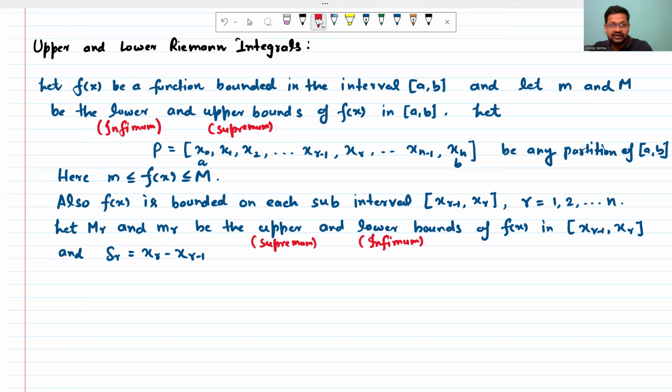Okay, the sub interval के अंदर। सो अगर हम r बराबर 1 ले लेते हैं तो फर्स्ट इंटरवल आ जाएगा दैट इज x0, मतलब a to x1। तो उसके अंदर जो हमारे पास सुप्रीमम है वो M1 है और जो इन्फीमम है वो स्मॉल m1 है। ओके, एंड डेल्टा r वी जस्ट रिप्रेजेंट दिस इज द लेंथ ऑफ द सब इंटरवल। क्लियर?